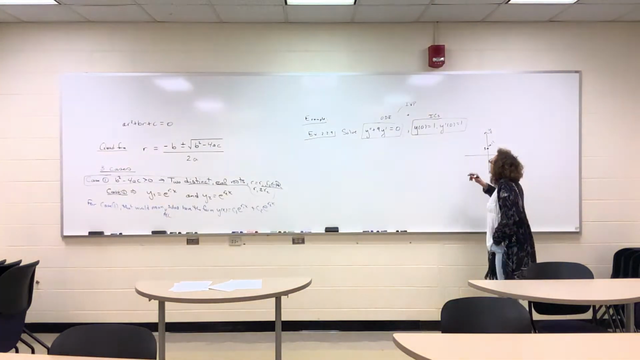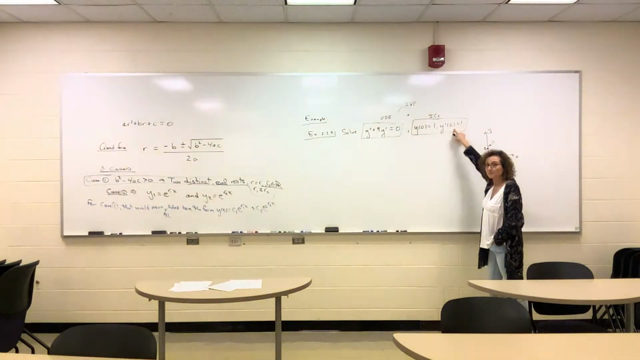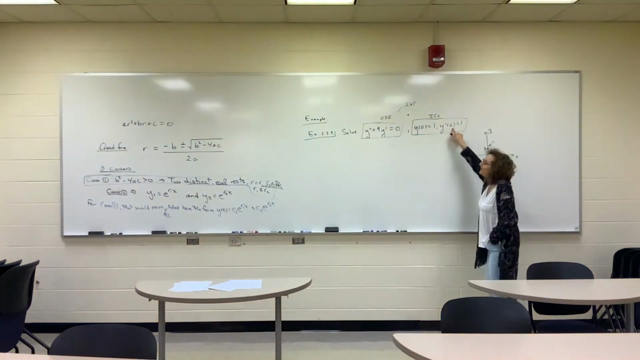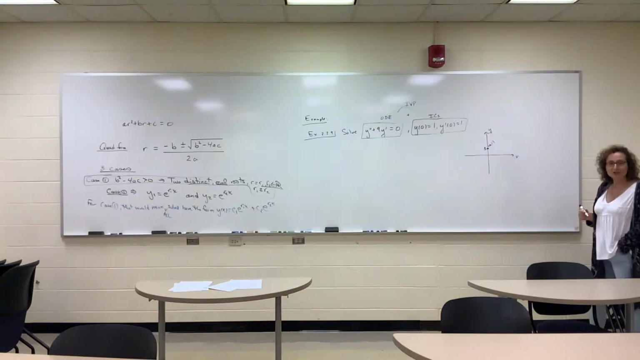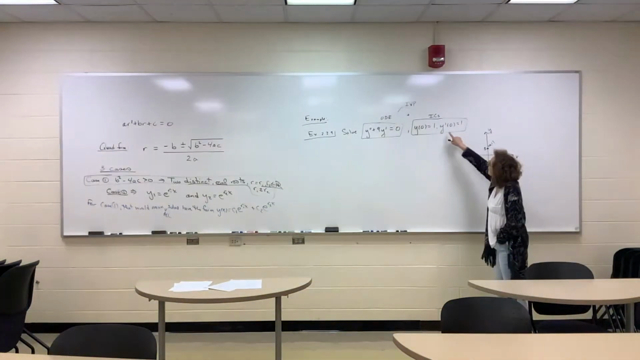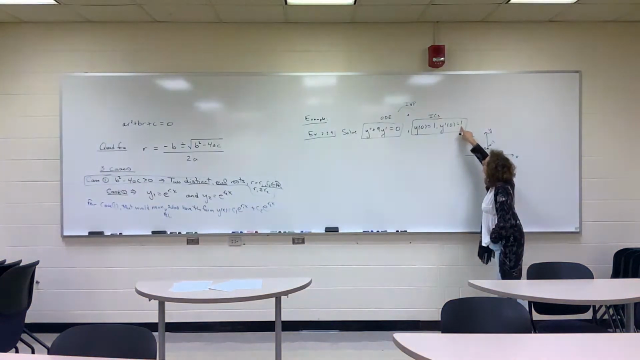So what else do we get? What is this telling us about at 0? Here we go. This is telling us about the slope of the tangent line to the solution at 0. So what does that say? The slope of the tangent line to the graph of this solution when x is 0 is 1.